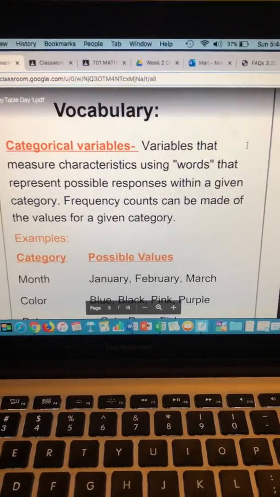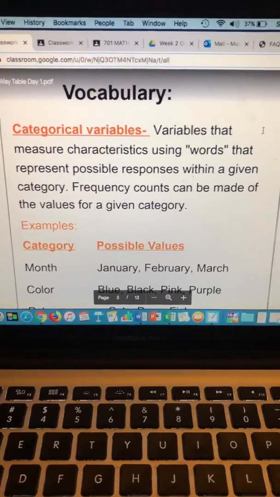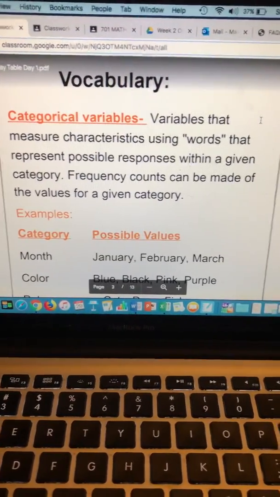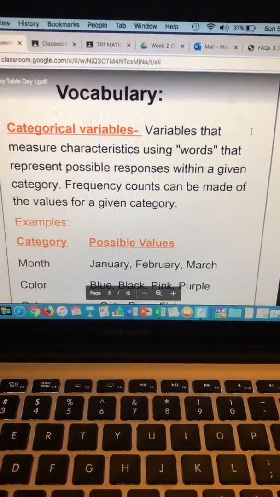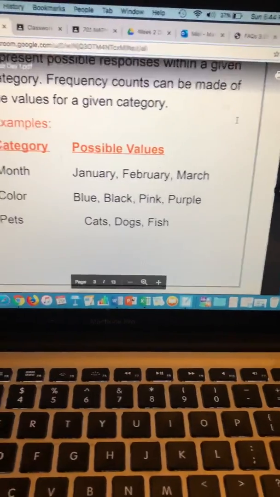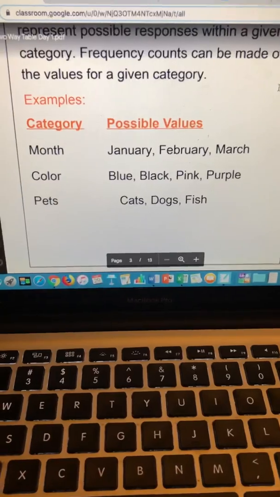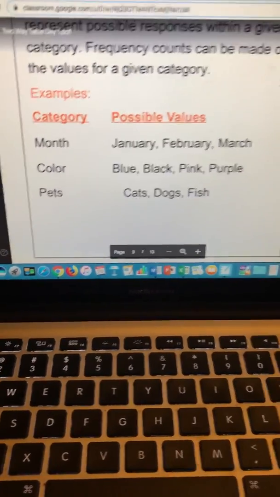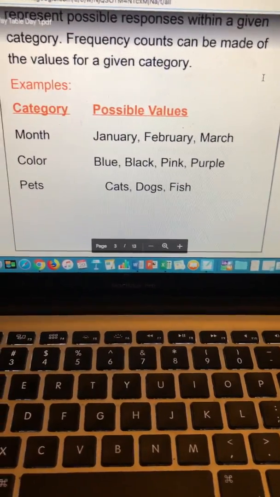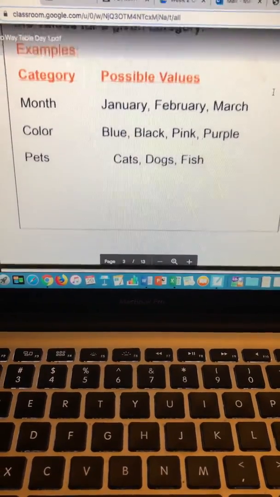Vocabulary 1 is categorical variables. Variables that measure characteristics using words that represent possible responses within a given category. Frequency counts can be made of the values for a given category. For example, if we were talking about months, possible variables could be January, February, March. Colors: black, blue, pink, purple could be possible variables. Pets: cats, dog, fish. I think you're probably understanding what a categorical variable is at this point.